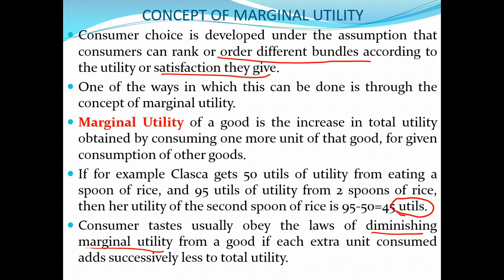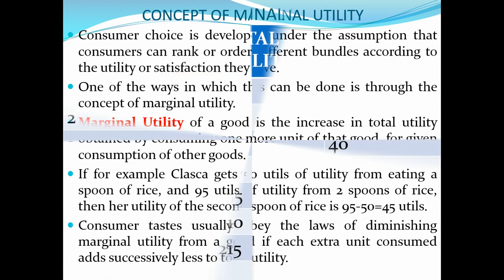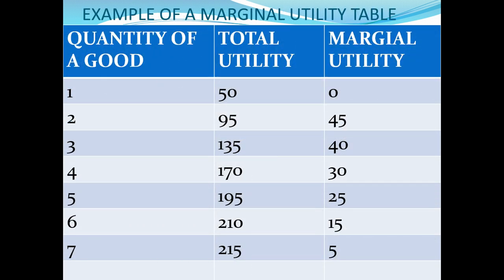Consumer tastes usually obey the law of diminishing marginal utility from a good if each extra unit consumed adds successively less to total utility. But this does not mean that total utility is falling. Total utility can be increasing, but it is increasing at a diminishing rate. Yes, it is increasing, but this marginal increase keeps on falling and falling.